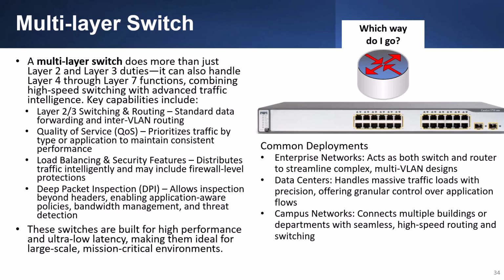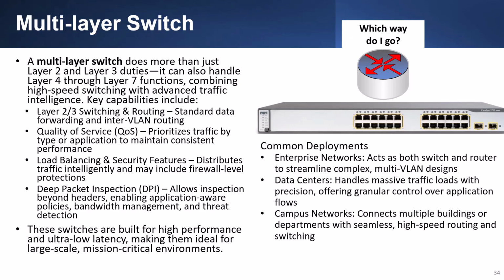A multi-layer switch does more than just Layer 2 and Layer 3 duties. It can also handle Layer 4 through Layer 7 functions, combining high-speed switching with advanced traffic intelligence. Key capabilities include Layer 2 and Layer 3 switching and routing, which are standard data forwarding and inter-VLAN routing. Quality of service, or QoS, which prioritizes traffic by type of application to maintain consistent performance. Load balancing and security features, which distribute traffic intelligently and may include firewall level protection. And deep packet inspection, or DPI, that allows inspection beyond headers, enabling application-aware policies, bandwidth management, and threat detection.